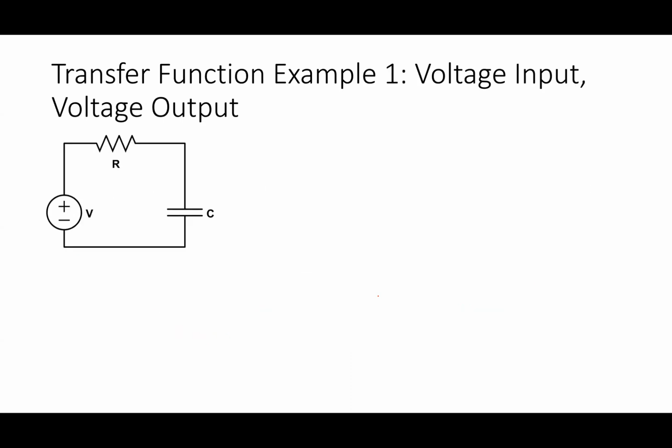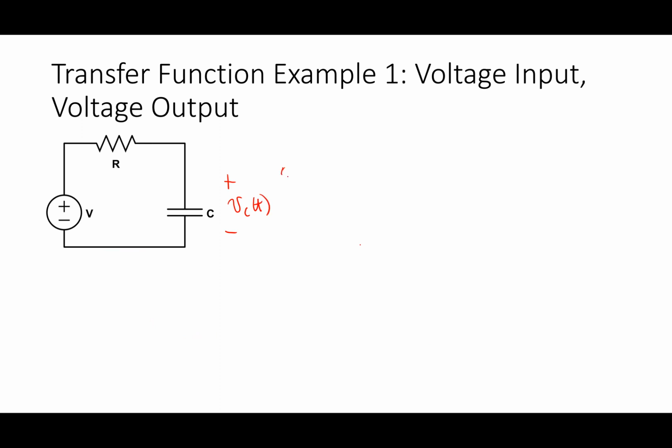And we can solve for all sorts of different types of outputs, all right? So I want to look at a couple of different examples here. Let's say I have a voltage input and a voltage output, okay? So let's say the voltage that I'm concerned about here is V sub C of t, okay?